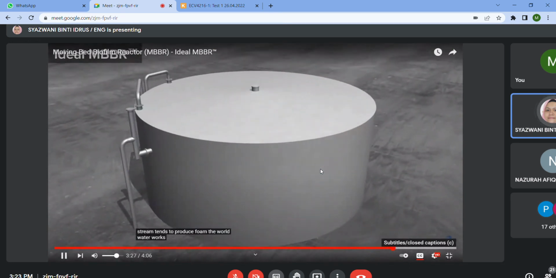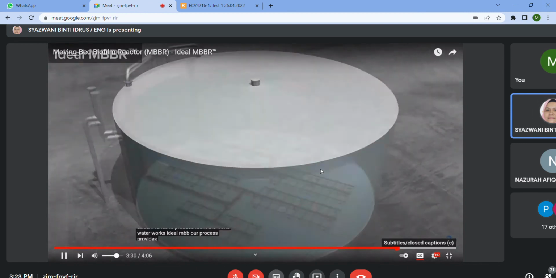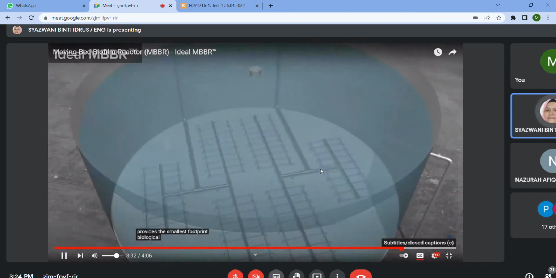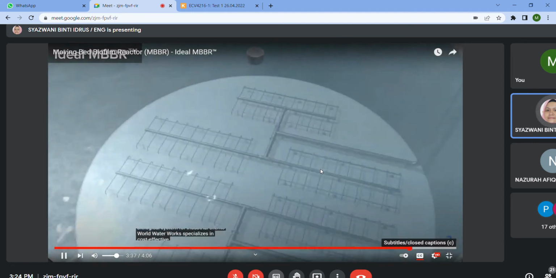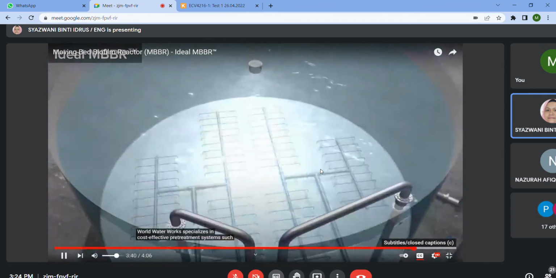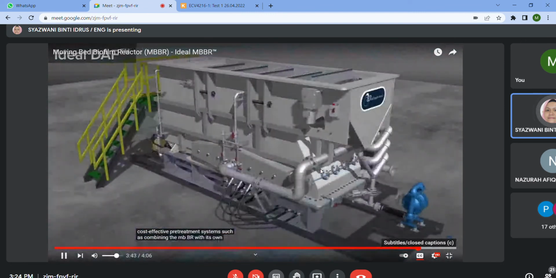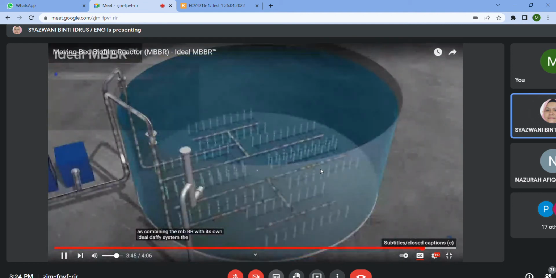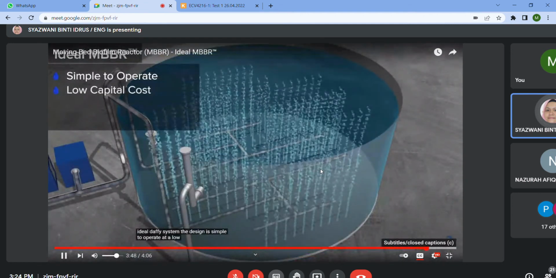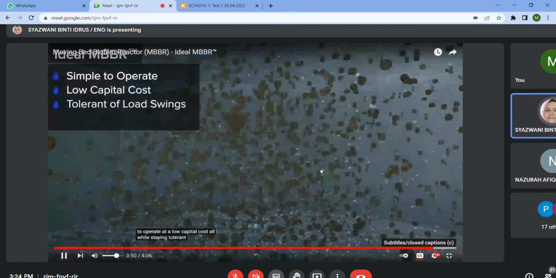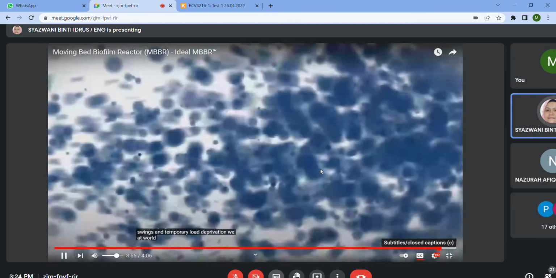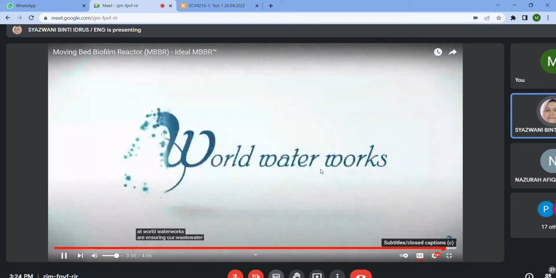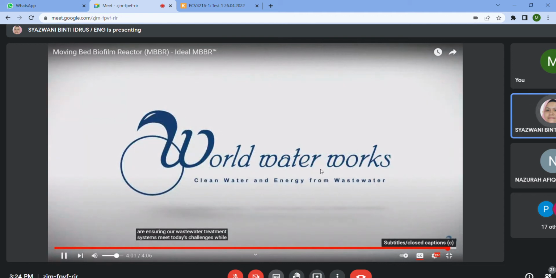The World Water Works ideal MBBR process provides the smallest footprint biological system. For industrial clients, World Water Works specializes in cost-effective pre-treatment systems, such as combining the MBBR with its own ideal DAF system. The design is simple to operate, at a low capital cost, all while staying tolerant of both load swings and temporary load deprivation. We at World Water Works are ensuring our wastewater treatment systems meet today's challenges while preparing for tomorrow's needs.